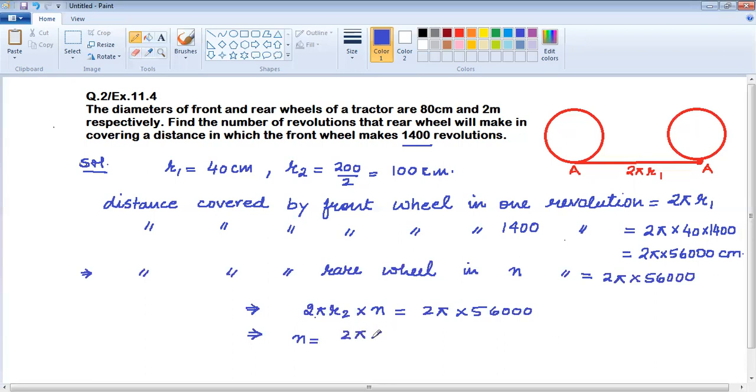Substituting r2 is equal to 100. Now you can understand that why didn't I substitute the value of pi. R2 I am substituting 100, and so answer is 560. So front wheel makes 1400 revolutions, rear wheel makes 560 revolutions, and they cover the same distance, and that distance is 2 pi times 56,000 centimeter.